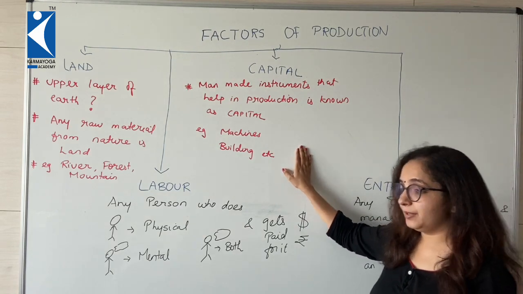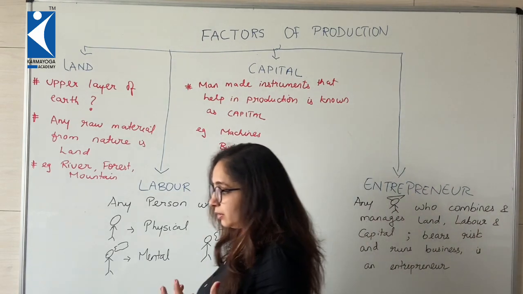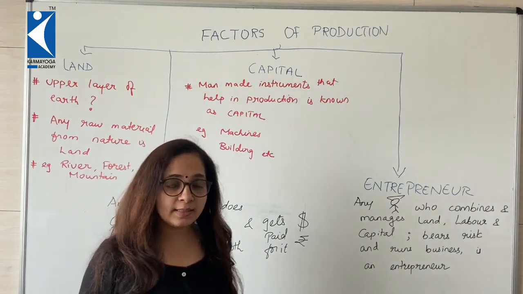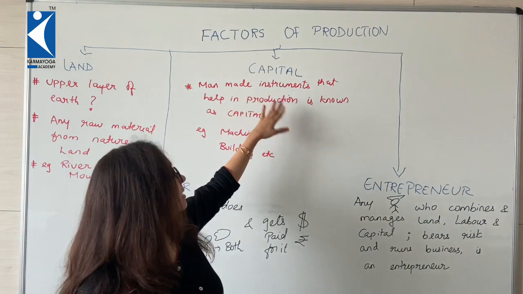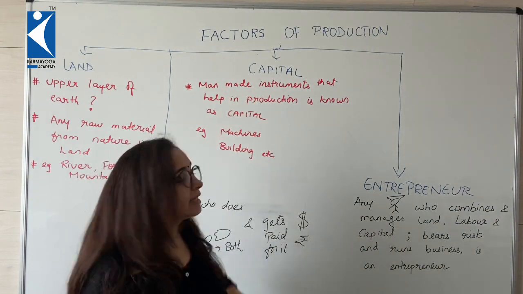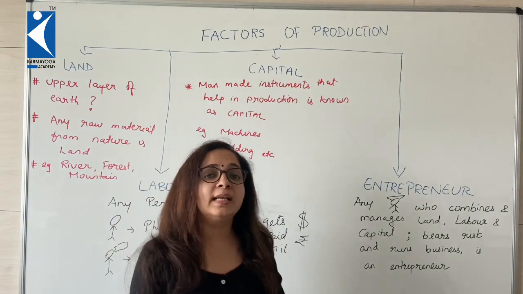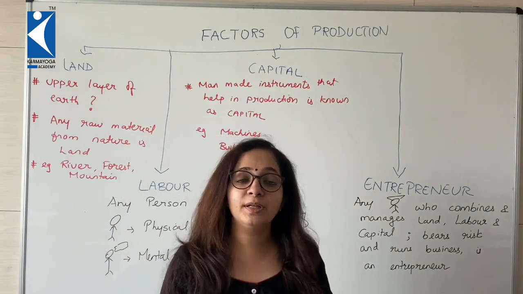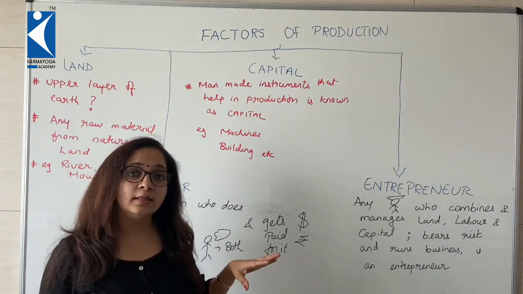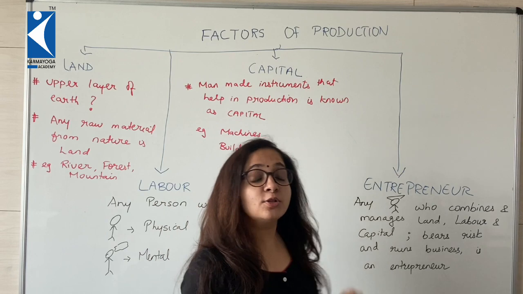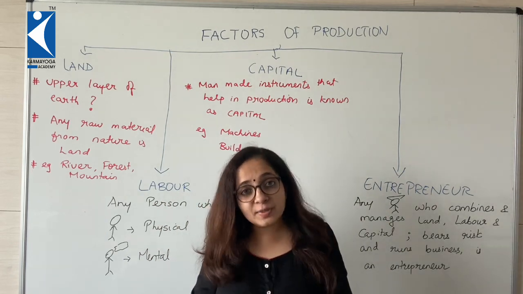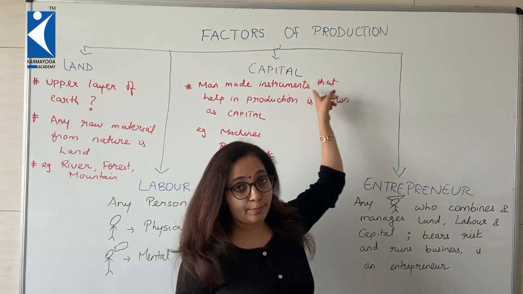Now coming to capital. The word capital is generally understood as money. But in business, in economics, not only money is capital. A man-made instrument that helps in production is known as capital. So I am producing a lecture just now. Then what is capital for me? This classroom, this whiteboard, the markers, the phone that I am shooting with is all capital. So anything that helps in production is known as capital.